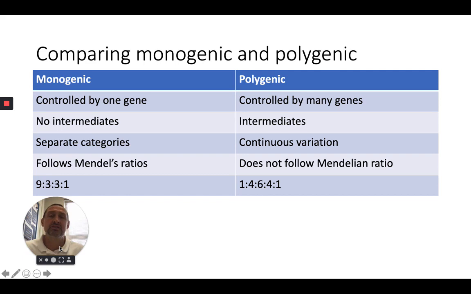So monogenic just means that it's controlled by one gene. Polygenic means it's controlled by many genes. With monogenic traits, either you have it or you don't have it. So there's two separate categories. There's the categories of have and have not. But polygenic means there's going to be some intermediates in between, a spectrum of variation.